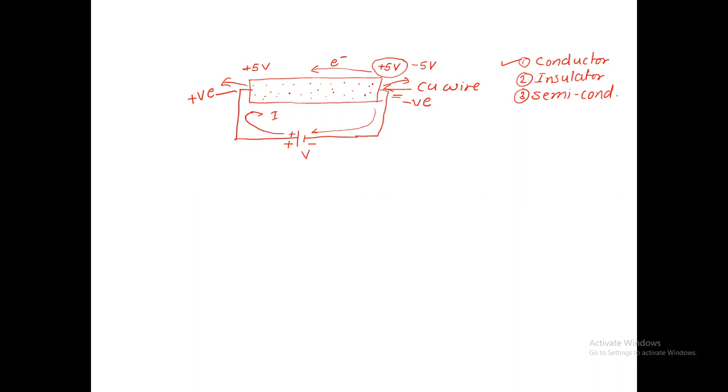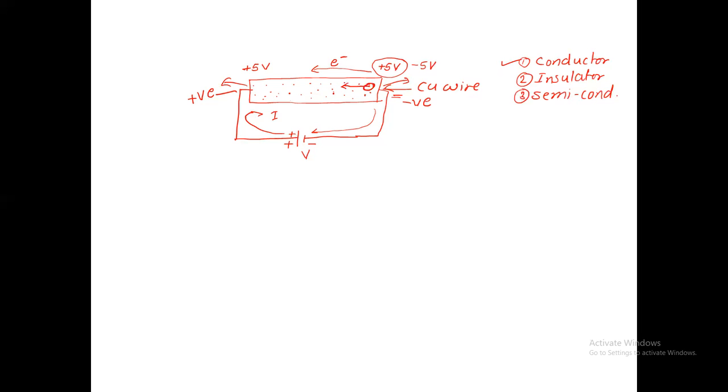Now focus on one free electron. Let's consider that this is one free electron. We know that when we apply that external energy source, these free electrons will move from the negative end to the positive end. But when this free electron moves from the negative end to the positive end, will there be some opposition, some obstacle from the material, or not?